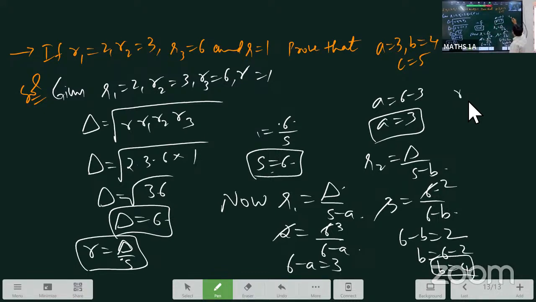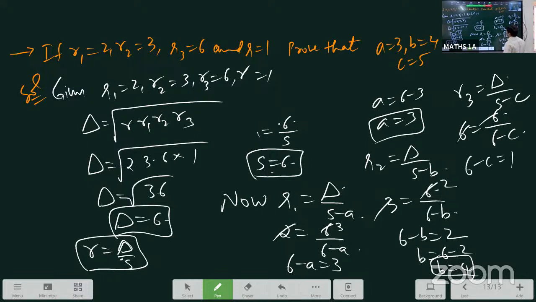Next, R3 is delta by s minus c. What is R3? 6. This is also 6 by 6 minus c. So 6 gets cancelled. 6 minus c equal to 1. Then c equal to 6 minus 1, c equal to 5. This is how you are going to find the values of a, b, c. A is 3, b is 4, and c is 5, when you know R1, R2, R3, and r.